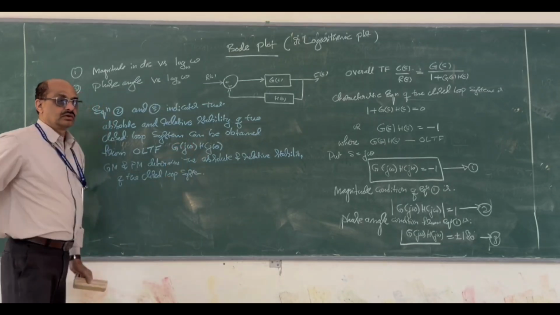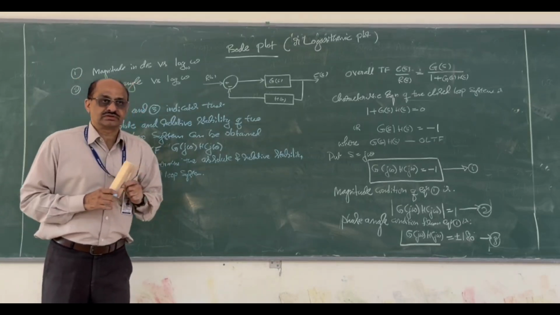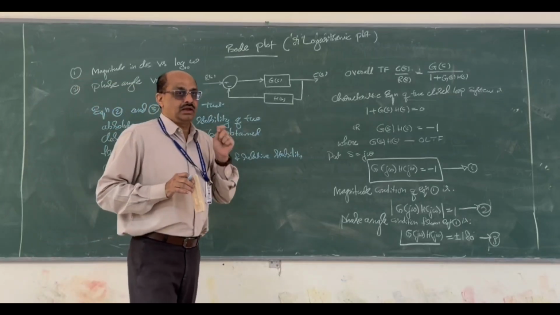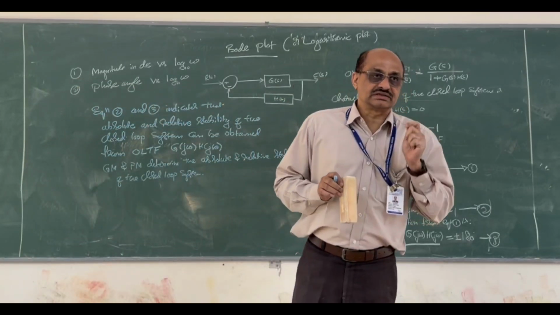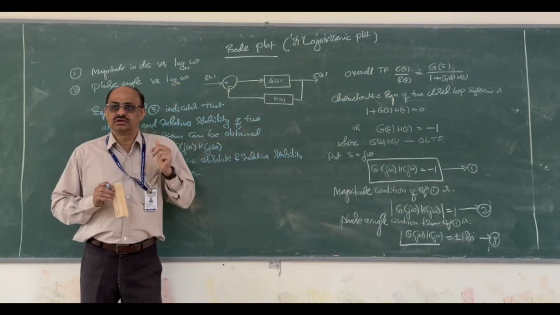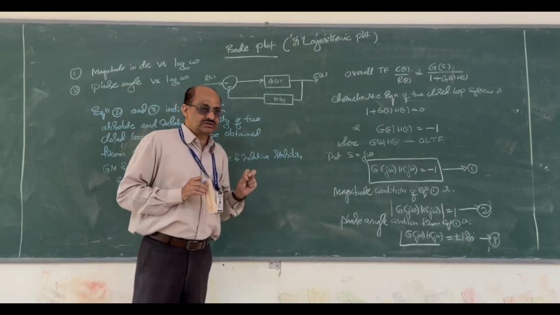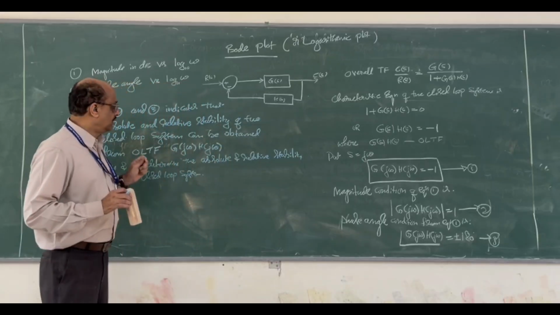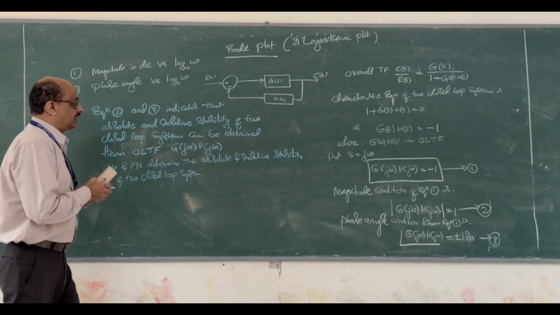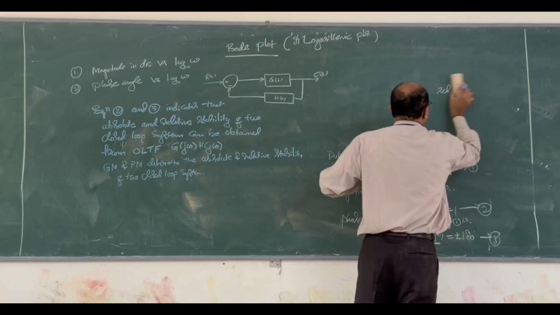Remember that in all cases we start with the open loop transfer function. Our aim is to find the stability of the closed loop system as well as the relative stability, how good the response is, from the sketch. Absolute and relative stability can be determined from the open loop transfer function. For that, let me now consider a general expression for the open loop transfer function.